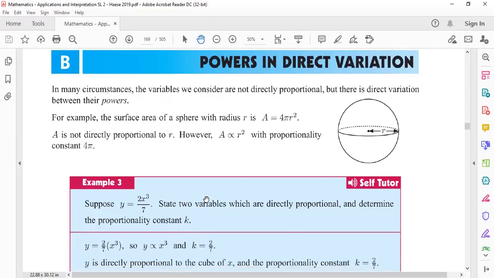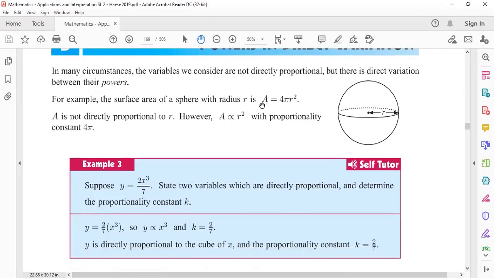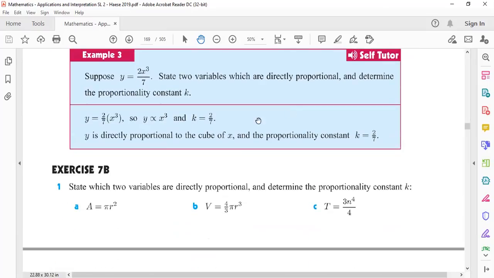Okay, so now the last part is powers in direct proportion. Suppose the area is equal to 4 pi r square for this hemisphere. That means area is directly proportional to r square, where 4 pi is your k, that is constant. Same way, suppose y is equal to 2x cube upon 7. So 2 upon 7 is the constant, so k is 2 upon 7. So y is directly proportional to x cube, where 2 upon 7 is common.